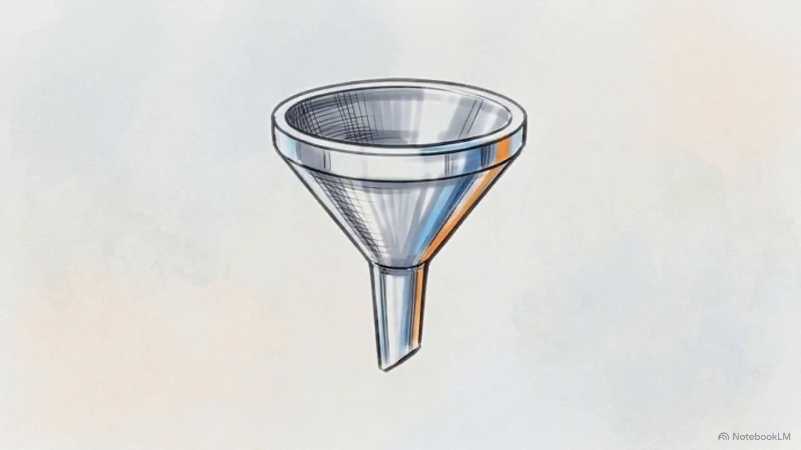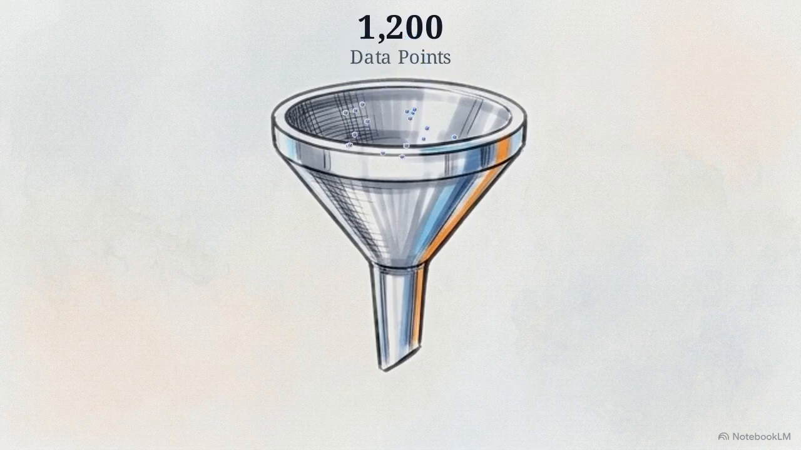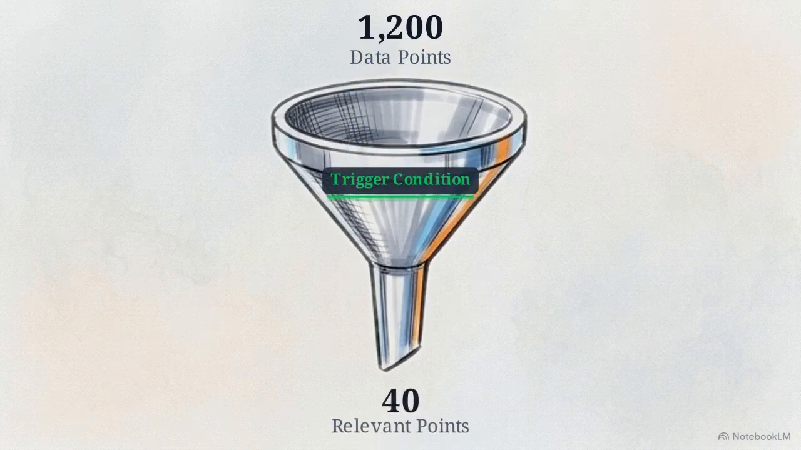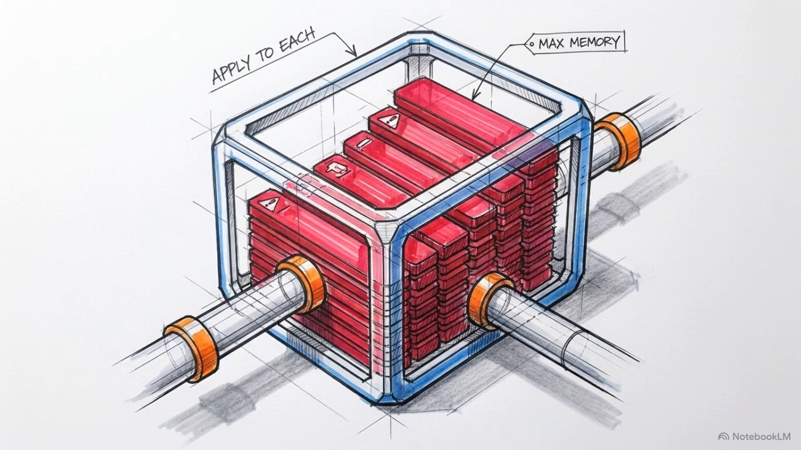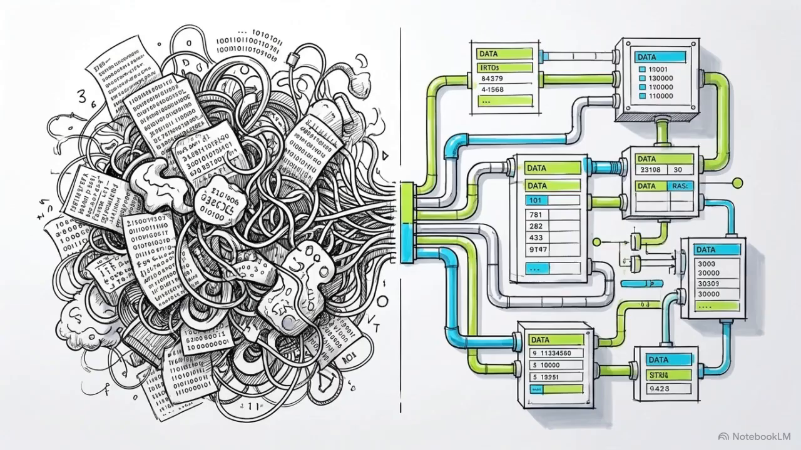That wastes highly limited API calls on irrelevant data. This massive funnel graphic shows 1,200 incoming data points hitting a logic gate. By applying trigger conditions, the gate blocks useless runs, leaving only 40 relevant points successfully passing through. Once the data is inside the flow, we hit internal execution bottlenecks. Apply to each loops are computationally expensive. To optimize them, we use pattern 6, pre-filtering and data shaping, relying on the select action.